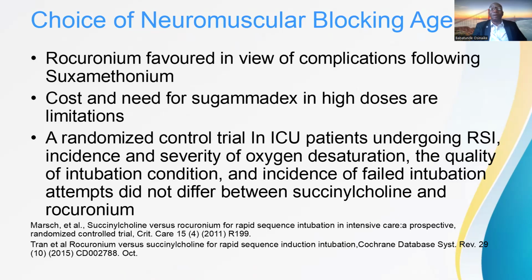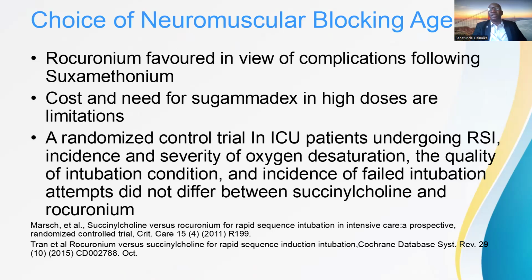The neuromuscular blocking agent, rocuronium, is actually favored here because of the complications following the use of succinylcholine. But I know in most of our centers in Nigeria, rocuronium is not available. So we still end up using succinylcholine. But just bear in mind that this patient must not be hyperkalemic. Okay, that's one thing you must be sure of. The potassium of the patient, you must watch it before you use suxamethonium in this group of patients.